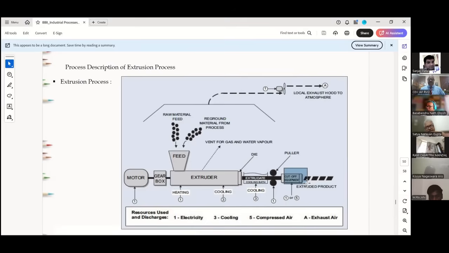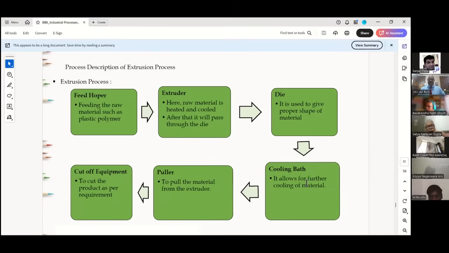So hopper, extruder, die, cooling, puller, cutoff equipment.